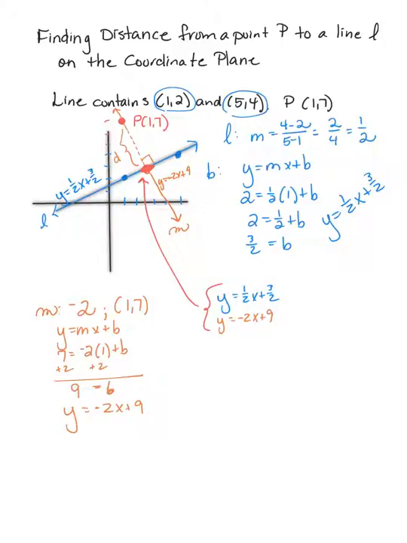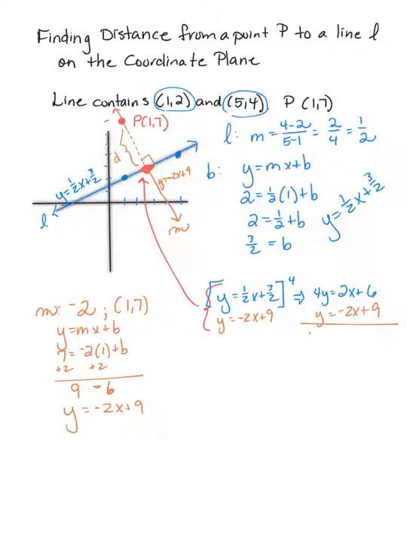Now I'm going to use elimination here, I think. And I'm going to multiply the top equation to get that 1/2 to be a +2. I'm going to multiply everything by 4. So this will become 4y equals 2x plus 6. I get rid of my fractions when I multiply through by the 4. And then y equals -2x plus 9.